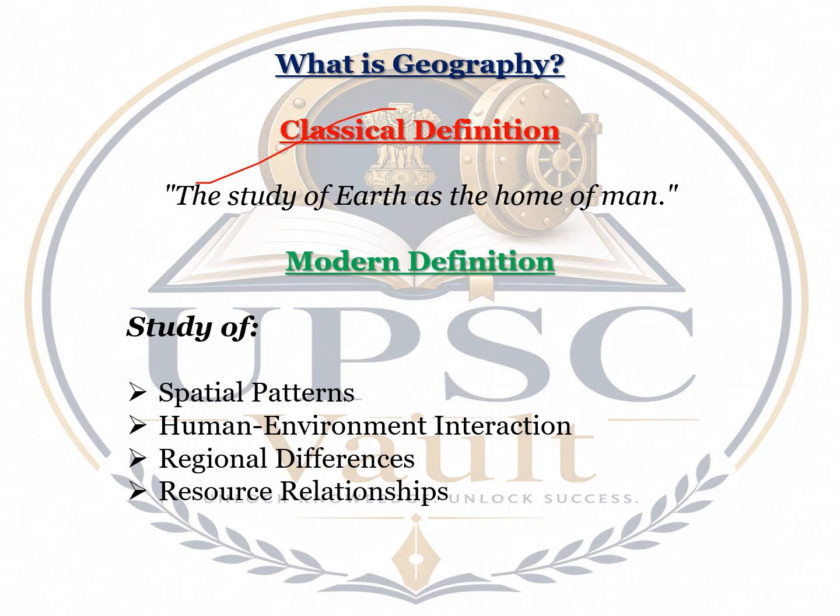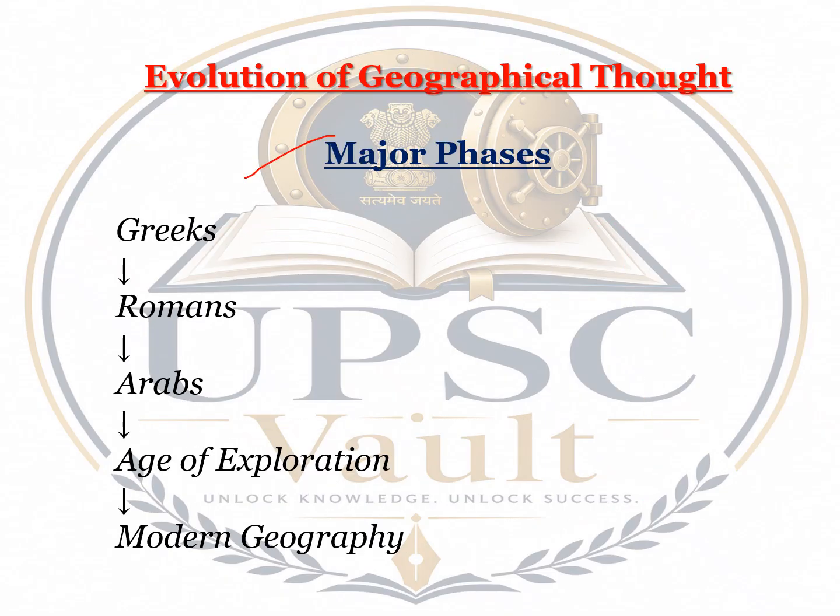What is geography? We have read the classical definition as the study of the earth as the home of man. But in modern times, it is expected that you will explain it as the study of spatial patterns, human-environment interaction, regional differences, and resource relationships. So you can see how things are changing. Evolution of geographical thought, this is to provide you an idea. The Greeks came first, then the Romans, the Arabs, the age of exploration, and then modern geography. This is just the evolution.